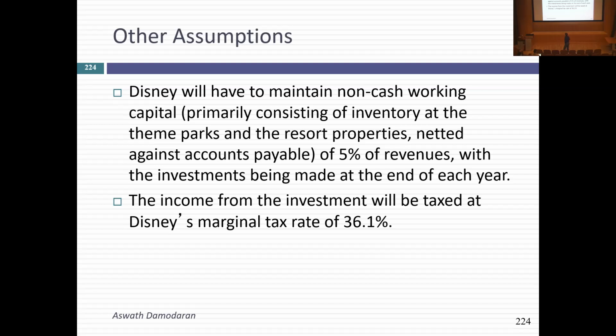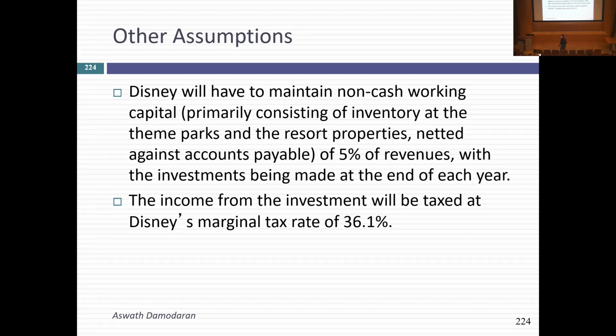I'm also going to assume that these investments have to be made at the end of each year. You're going to see why that's significant when you look at how I estimate cash flows, because you can invest in inventory at the start of each year, the end of each year. You're saying what's the big deal? 365 days. 365 days in terms of time value is going to affect your overall values.